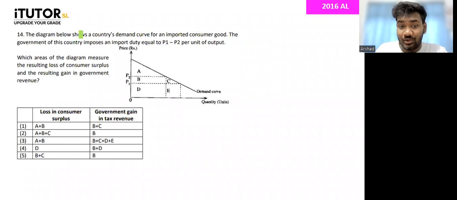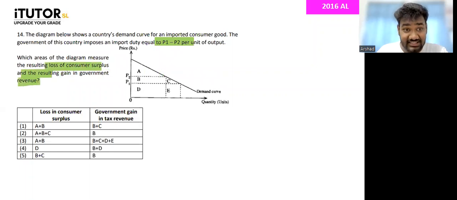The diagram below shows a country's demand curve for an imported consumer good. The government of this country imposes an import duty. We learned this in unit number 9. Equal to P1, P2. So they have put an import duty. Which area of the diagram measures the resulting loss of consumer surplus and the resulting gain in government revenue?